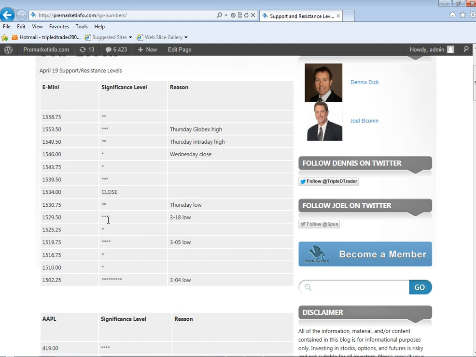And then, going below that, sometimes I have to go back days, weeks, months, sometimes even years in the case of Apple to find levels. But if you go back and look at your charts, you will find relevant levels that correspond. 1519.75 was the low on March 5th. And then if we ever do break below 1519.75, I really don't see a whole lot until going down to 1502.25, which was the low on the 4th.